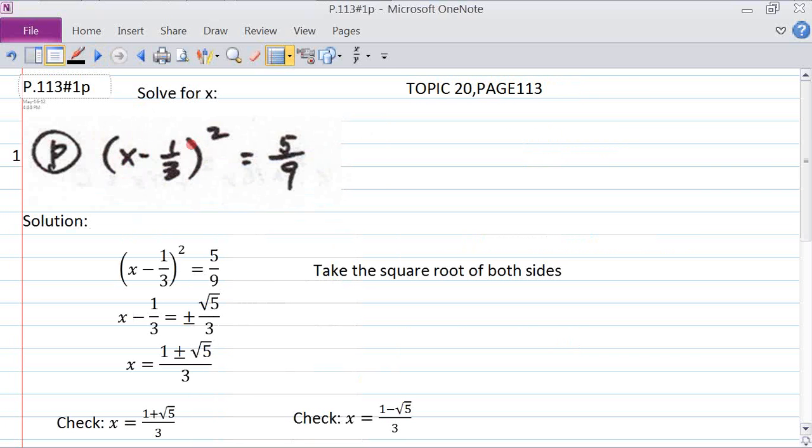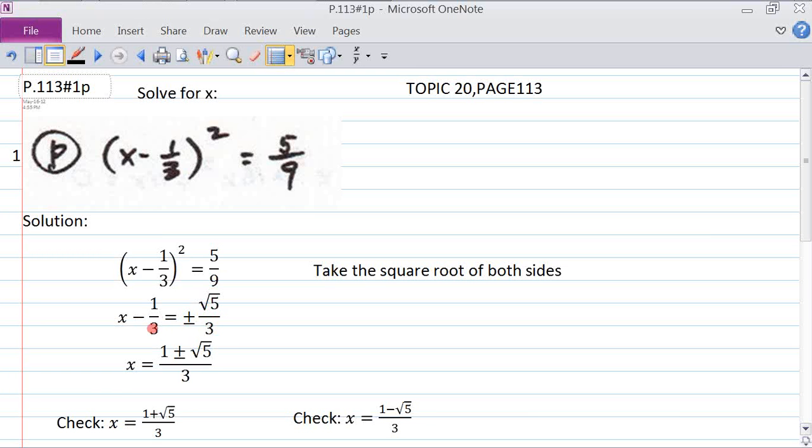Okay, here we have (x minus 1/3) squared, number 1p, equals 5/9. If I take the square root of both sides here, this becomes this. Square root of this squared becomes this. And the square root of this becomes plus or minus the square root of 5/9, as the square root of 5 over the square root of 9. And instead of the square root of 9, I'm going to leave it as 3. So I'm going to take the root away from that. And I get plus or minus root 5 over 3.